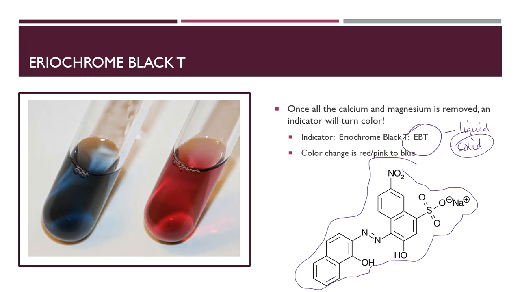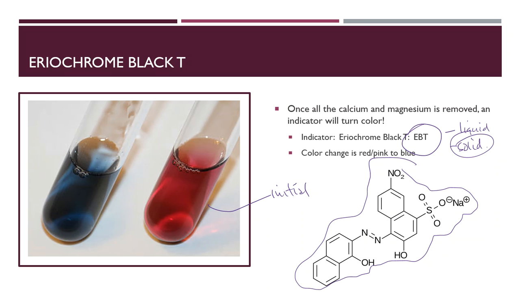It's going to gravitate toward the metals. That's one of the reasons that we use EBT. And what you will see is that initially it will be this reddish pink color. And that reddish pink color means there's calcium and magnesium around. That's good because that's what we're trying to measure.